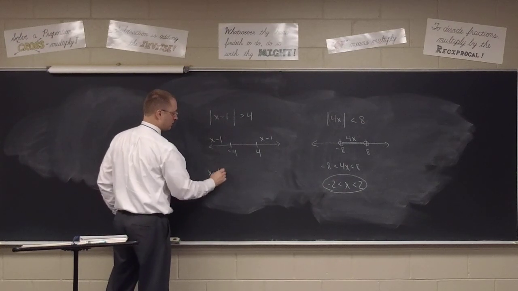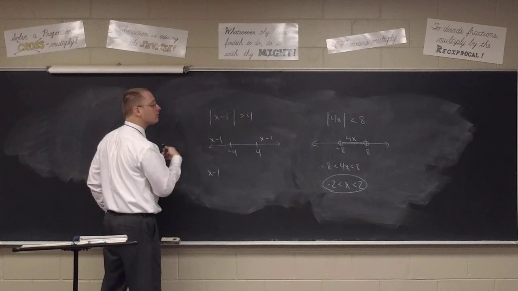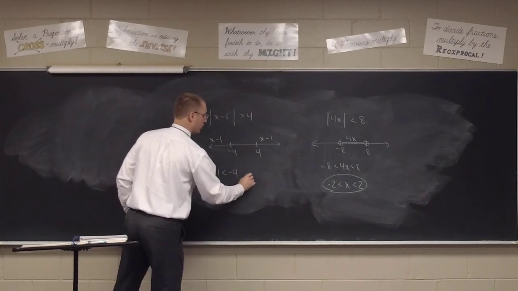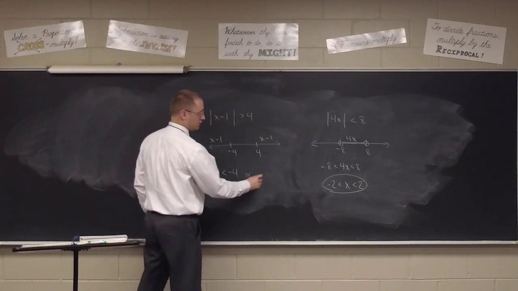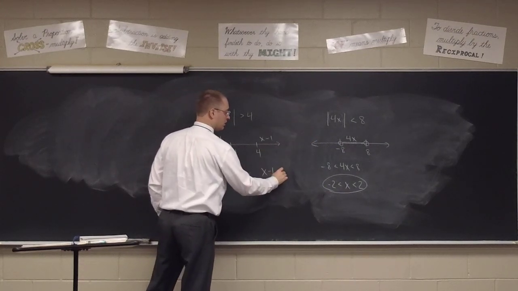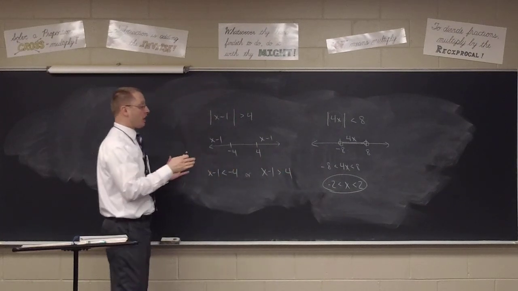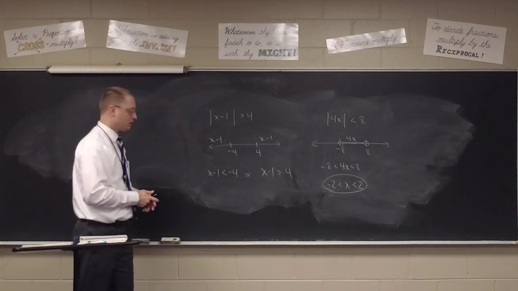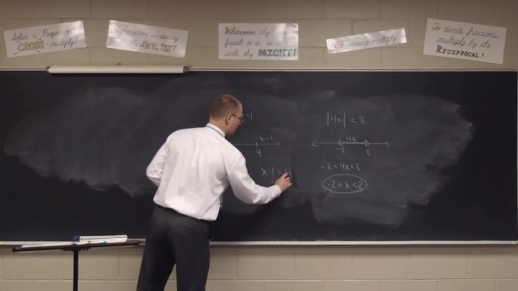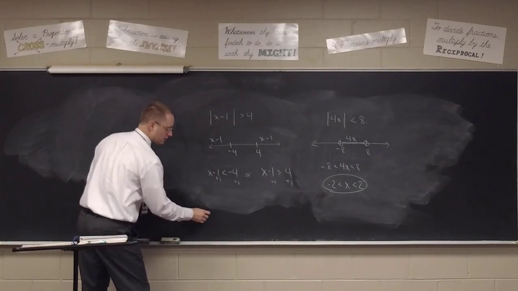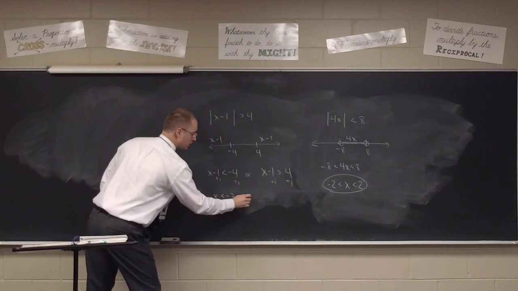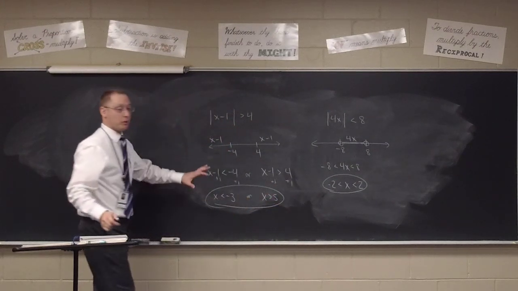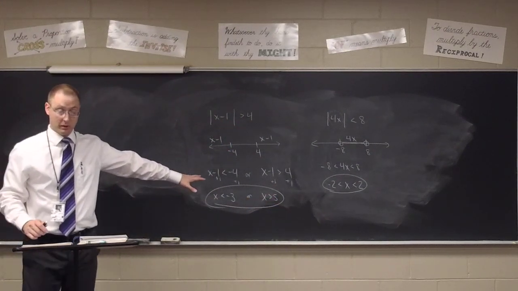x minus 1 is less than negative 4. Or we could also say, x minus 1 is greater than 4. There we go. But if it just said x, I'd be done. It doesn't. I've got one last step I've got to do here, Brecken. And then I get my final answer. Questions on this?